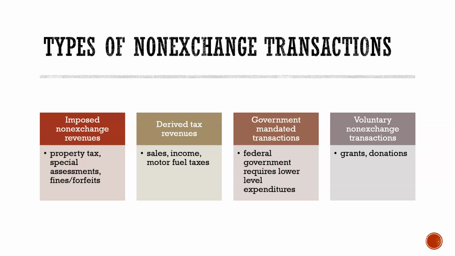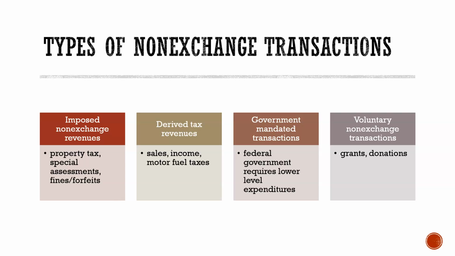So the first one is imposed non-exchange revenues. Those are property taxes, any special assessments, fines, or forfeits, meaning getting pulled over by the police and getting a ticket. Those are all imposed. They are something that the government is imposing on you. They are forcing on you, right? You don't have much choice in any of these.